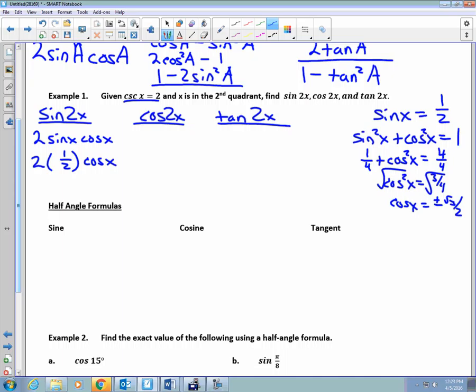Oh no, plus or minus, what do I do? Draw it out. We know we're in the second quadrant. The problem says it, right? So if I'm in the second quadrant, cosine is negative. So I use 2 times 1/2 times the negative root of 3 over 2. What is 2 times a half? 1 times negative root of 3 over 2 is negative root of 3 over 2. That is the exact value of sine of 2x.